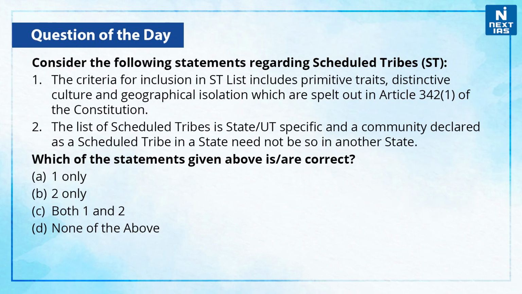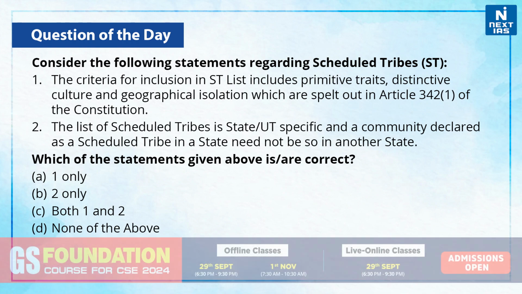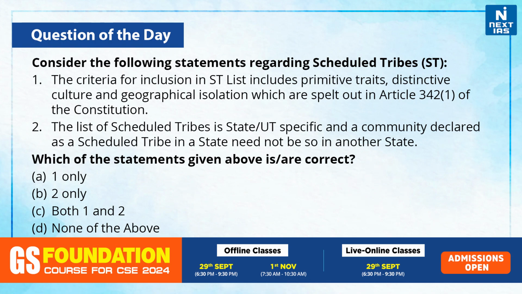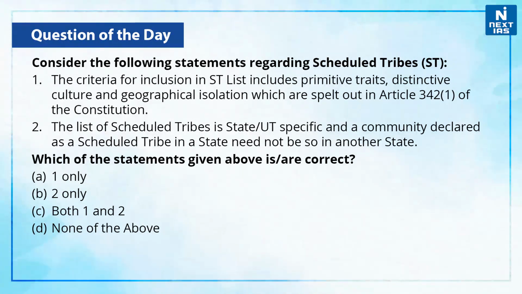Now let us take up one practice question on this topic. Consider the following statements regarding Scheduled Tribes. First, the criteria for inclusion in the ST list include primitive traits, distinctive culture and geographical isolation, which are spelled out in Article 342 Clause 1 of the Constitution. Second, the list of Scheduled Tribes is state or union territory specific, and a community declared as a Scheduled Tribe in a state need not be so in another state. Which of the statements given above are correct? You can take a moment and write your answers in the comment section below.